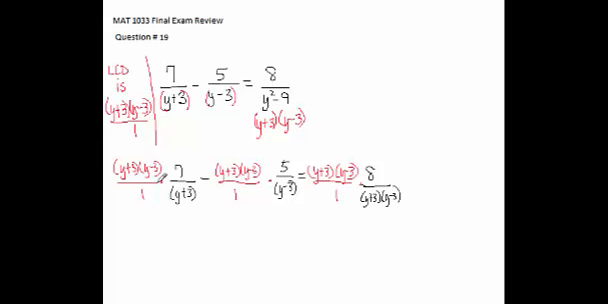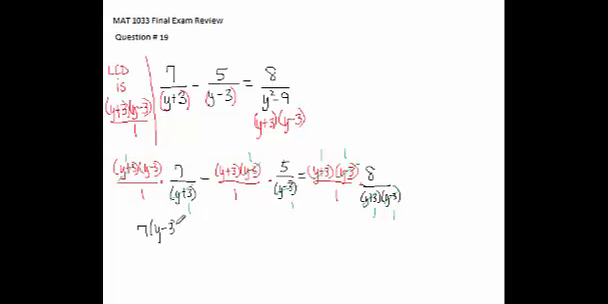Now, we've got a product of fractions. The y plus 3 would cancel here. The y minus 3 would cancel here. And then the y plus 3 and y minus 3 would cancel on the right-hand side. So here we end up with 7 times the y minus 3.